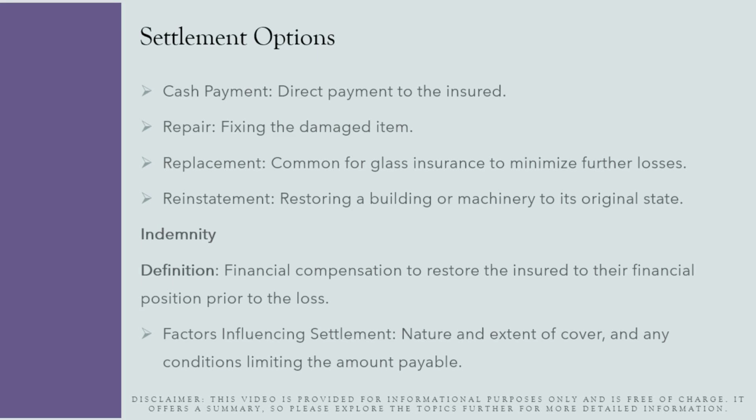Next part, as part of insurance, is settlement options: cash payment, direct payment to the insured. Repair, fixing the damaged item. Replacement, common for glass insurance to minimize further losses. Reinstatement, restoring a building or machinery to its original state.